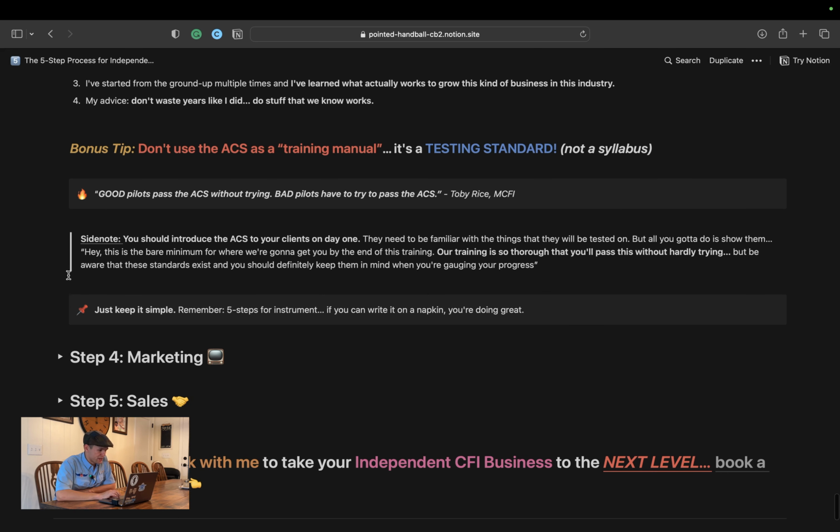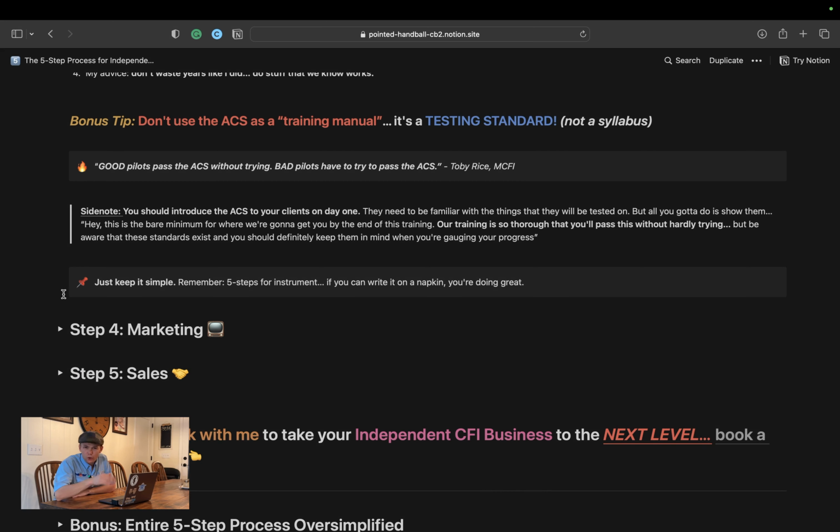And here's a little bonus tip too for you flight instructors out there. Don't use the ACS as a training manual. It's a testing standard. Good pilots pass the ACS without trying, but bad pilots have to try to pass the ACS. Just keep your fulfillment process simple. Remember, 5 steps for instruments, all you need. 12 steps for privates, all you need. If you can write it down on a napkin, you're probably doing a good job.